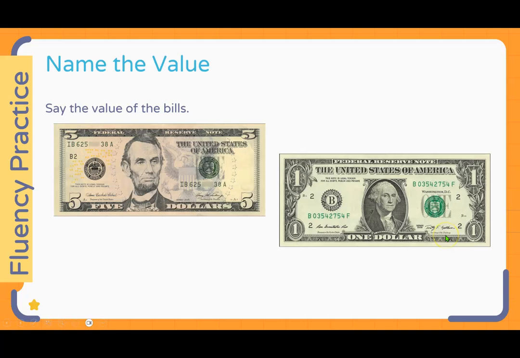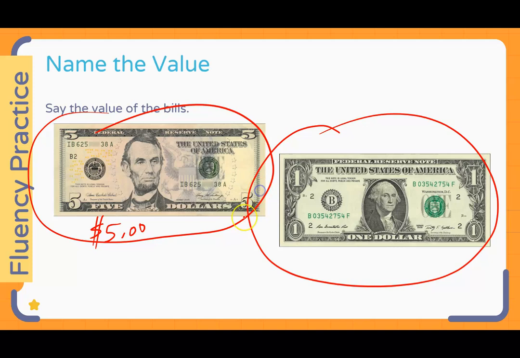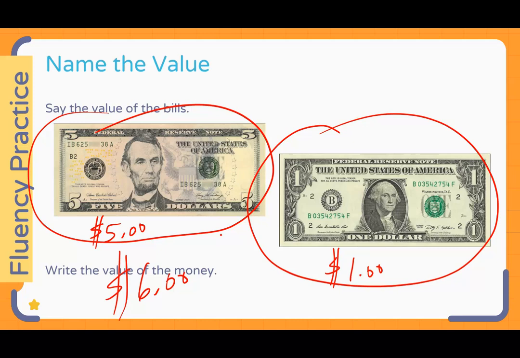Okay. Say the value of the bills. What is this bill? $5 bill, right? How much is it worth? $5. What bill is this? $1 bill. How much is it worth? $1. Okay. How much money do I have combined here? $6. Okay.